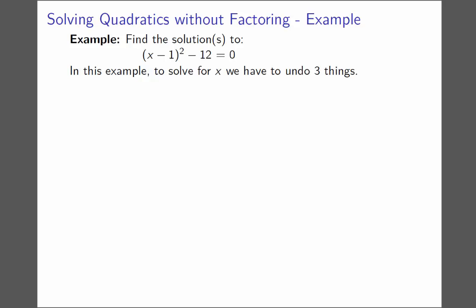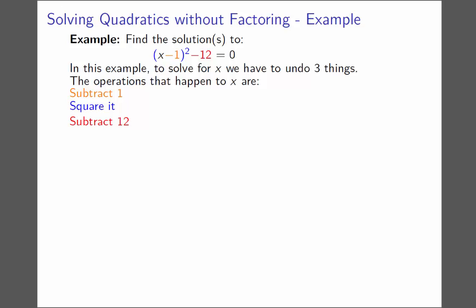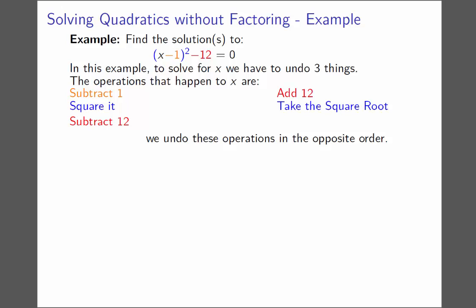at before. The operations that are happening to x are first we subtract 1, then we square it, and then we subtract 12. So like we learned from Frog and Toad, if we want to undo these operations, we will undo them in the opposite order. First we undo subtracting 12 by adding 12, then we undo squaring by taking the square root, and finally we'll undo subtracting 1 by adding 1.